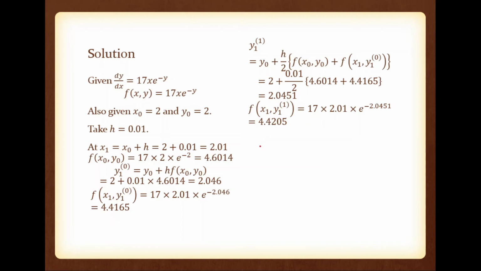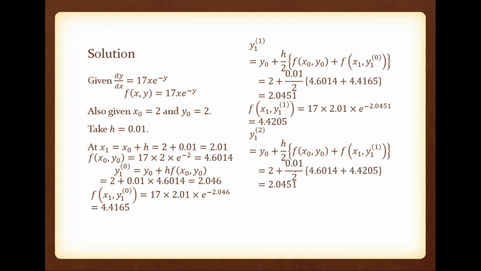Now again find y1 value using Euler's modified method. So we can label it as y1 of 2. So y1 of 2 is equal to y0 plus h by 2 into f of x0 comma y0 plus f of x1 comma y1 of 1. So equal to 2 plus 0.01 divided by 2 into 4.6014 plus 4.4205. So the answer is 2.0451. y1 of 2 is equal to 2.0451. That is exactly equal to the previous value.